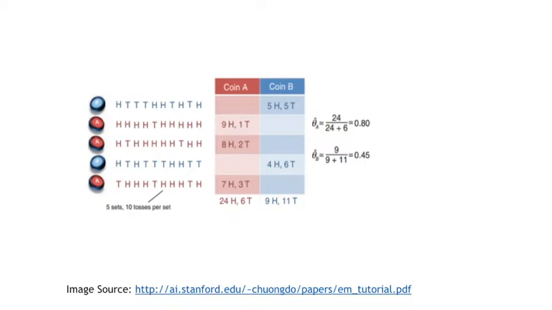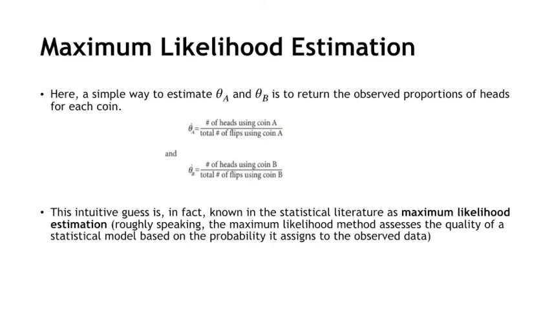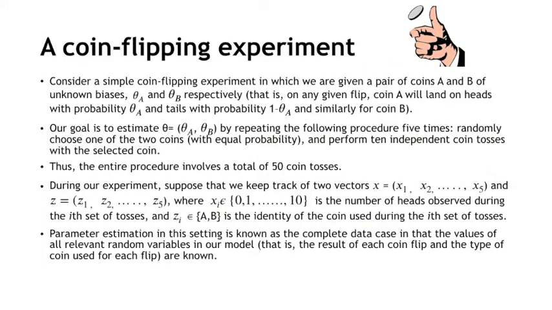We have a complete scenario. We have been able to estimate the biases theta A and theta B. So I hope you have understood what theta A and theta B are. Let me go back again and tell you what theta A and theta B are. Theta A is the probability of landing on head, and theta B is the probability of landing on tail.